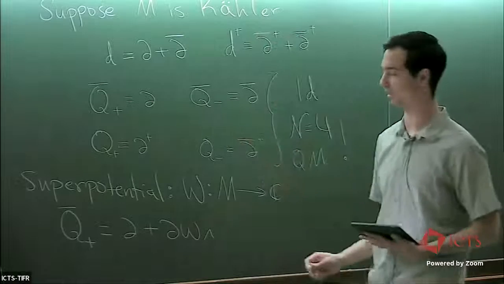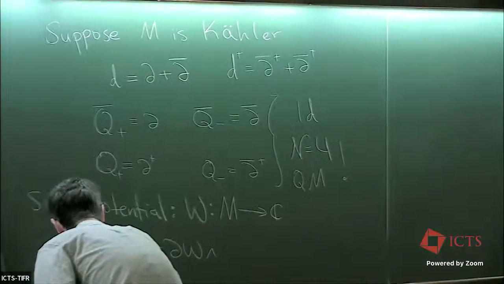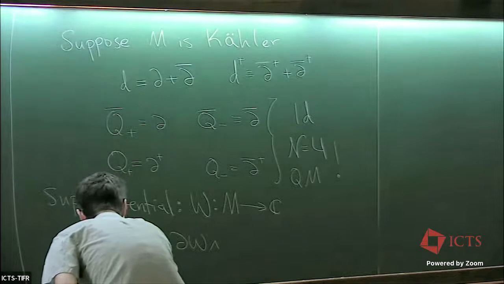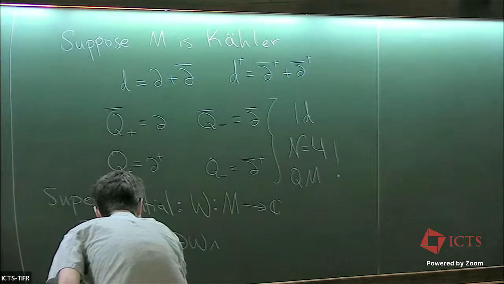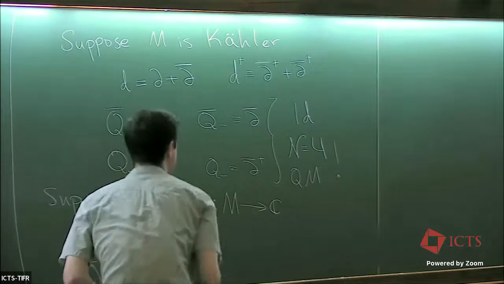Del goes to del plus del W wedge. And similarly for Q bar minus, this becomes del bar plus del bar W bar wedge, and so on.